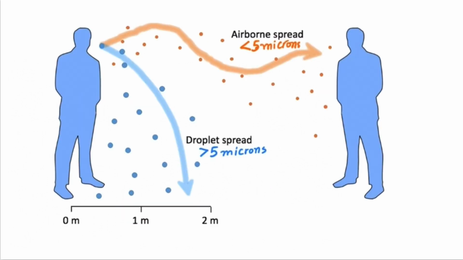The mode of transmission through the respiratory system depends on the size of respiratory particles. If the size of the particle is greater than 5 microns, the transmission occurs via droplets, usually within 2 meters or 6 feet of the patient. That is called droplet spread. If the particle size is 5 microns or smaller, the infection can spread via airborne transmission, allowing it to travel further.